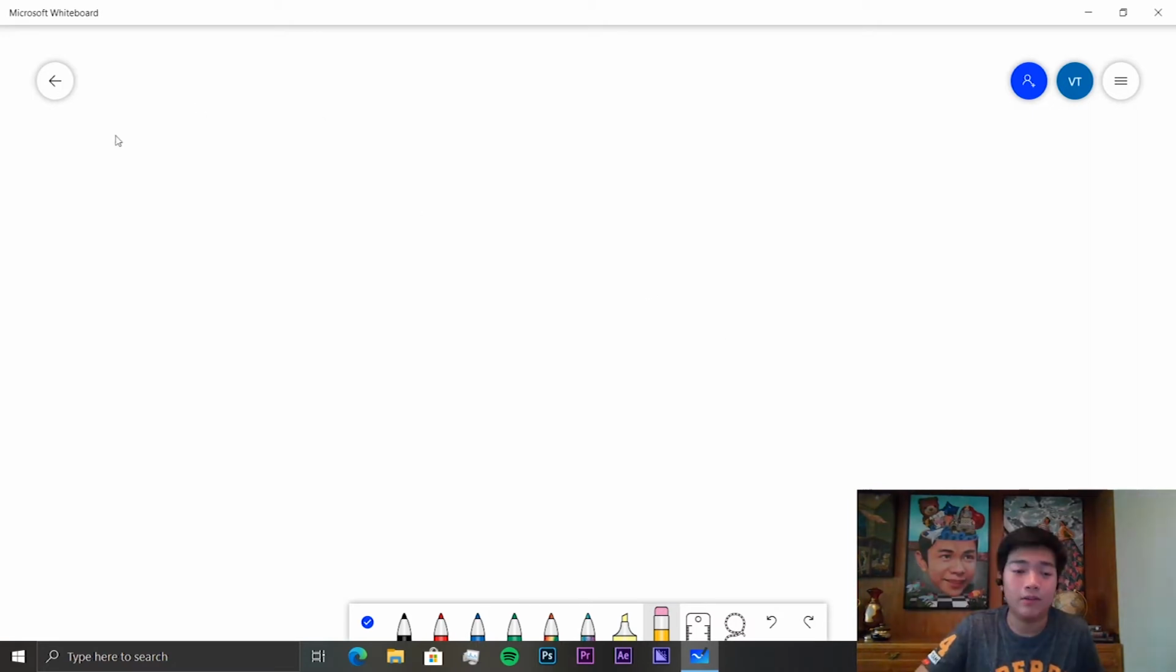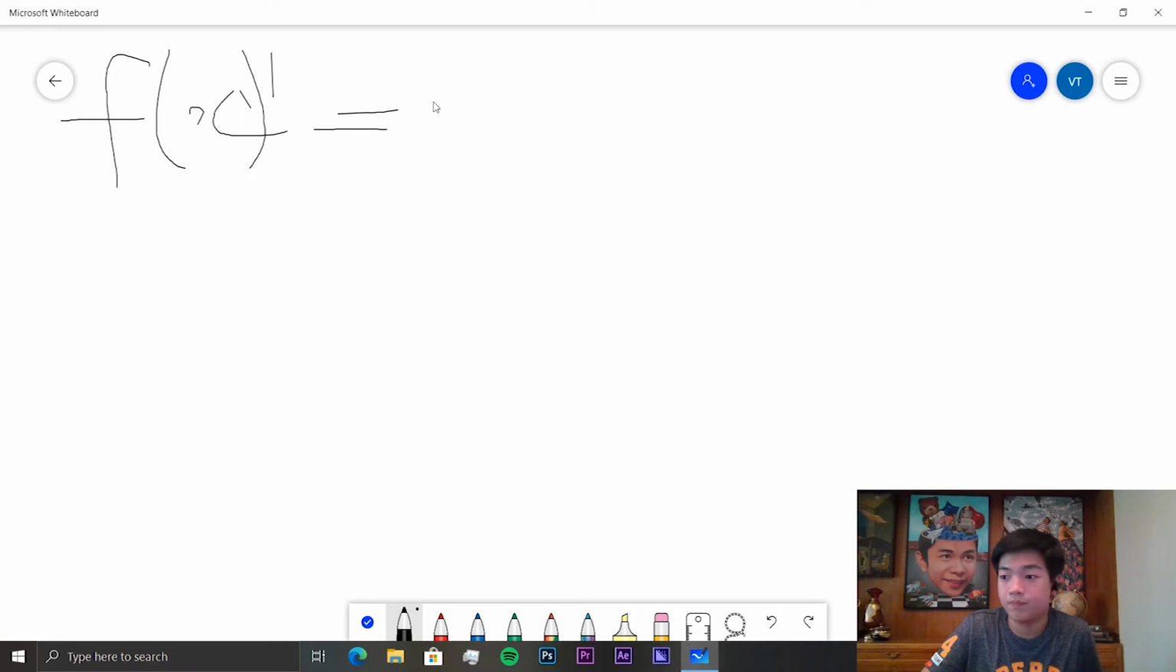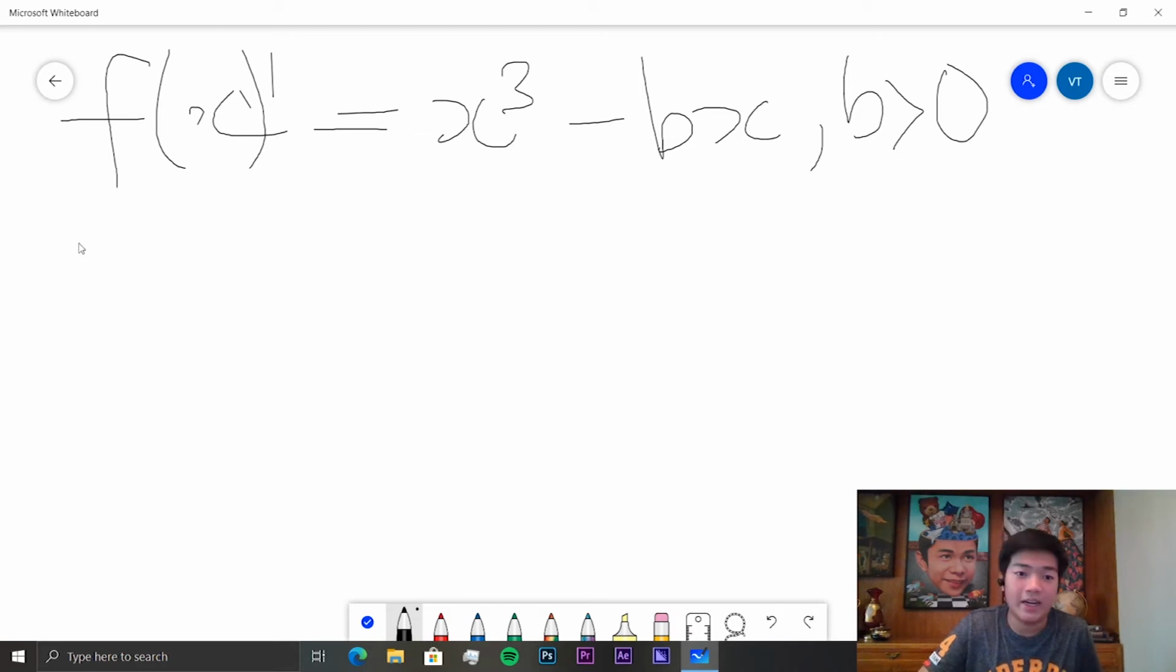So, we have the function f of x is equal to x cubed minus bx, where b is greater than 0. And it has a turning point at x equals 1. We want to find the value of b.